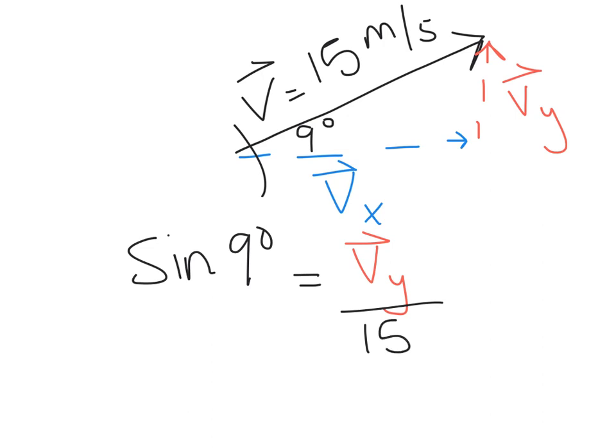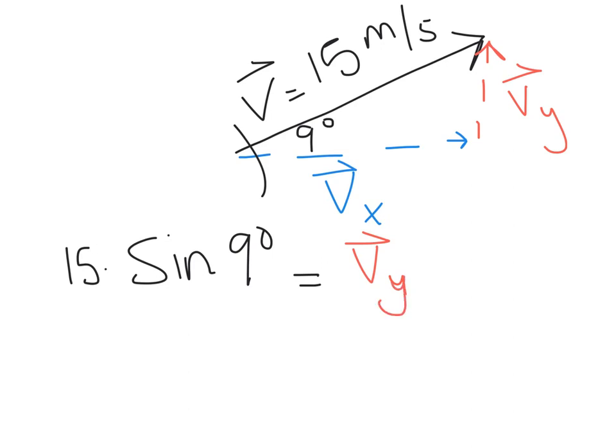Now, if I want to get this value by itself, I need to get rid of that 15. So here's what I'm going to do. I'm going to multiply by 15 on both sides of my equation. In doing so, that should cancel out my value of 15 on the right side, and move it over to the left, away from the v sub y, which is what we're looking for. Once I multiply by 15, that value will get erased, just like this, and what I'll be left with is an expression that looks like this.